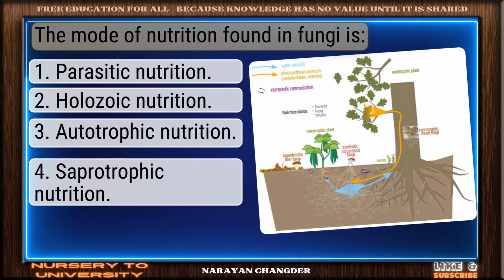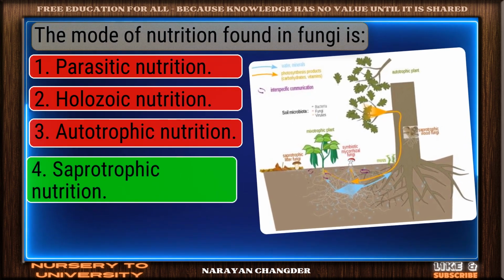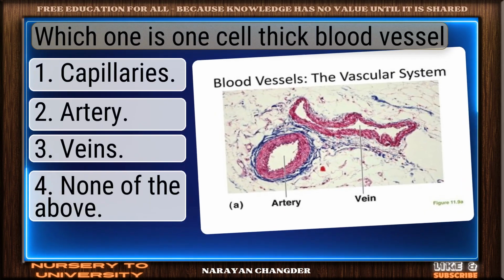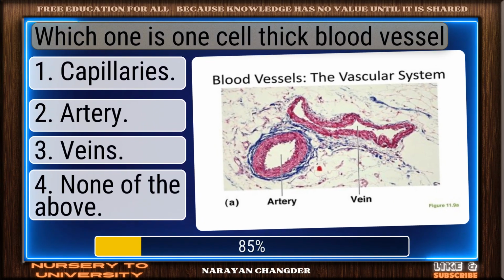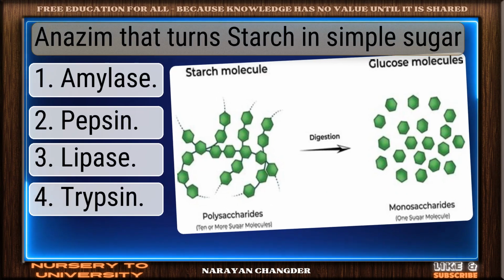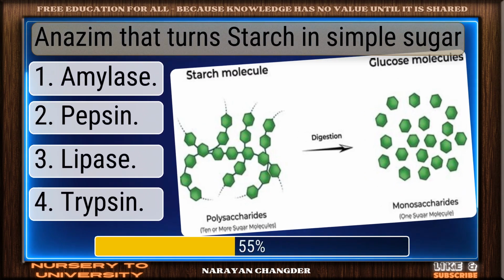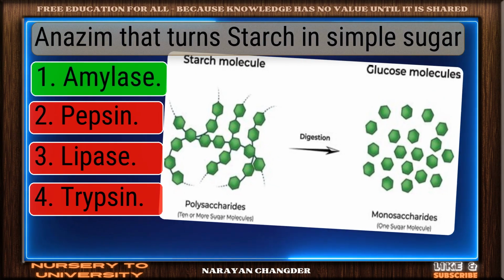The mode of nutrition found in fungi is? Valid point. Saprotrophic nutrition is true. Which one is one cell thick blood vessel? Right choice. Capillaries is best. Enzyme that turns starch into simple sugar. Right again. Amylase is valid.